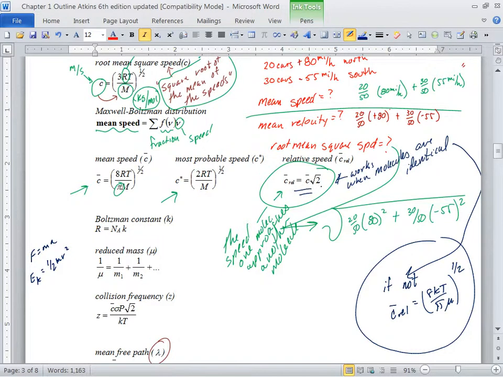Boltzmann constant, yeah, little k. What's Na? Well, R is that gas constant, but what's Na? Starts with an A. Avogadro's number. Okay. Collision frequency.